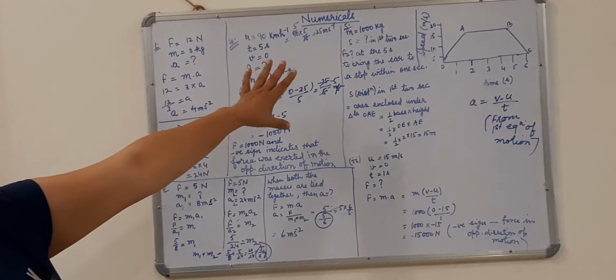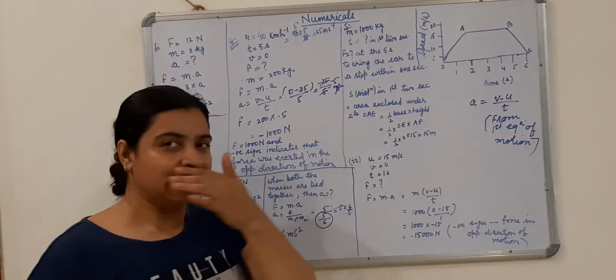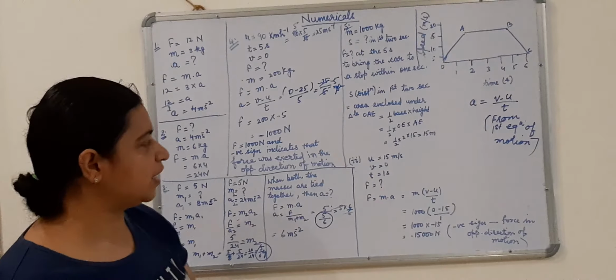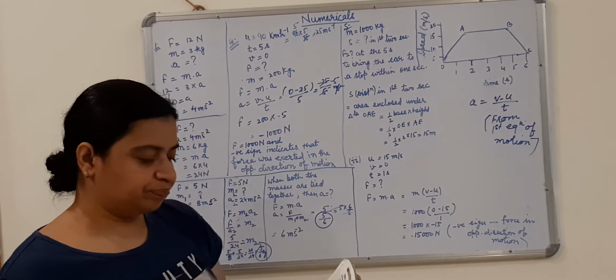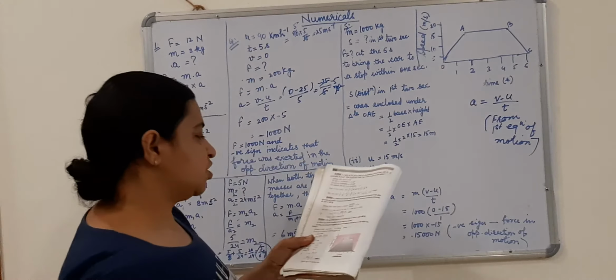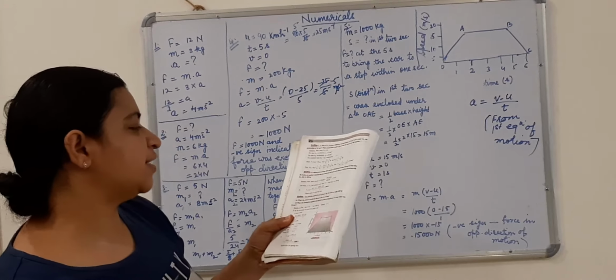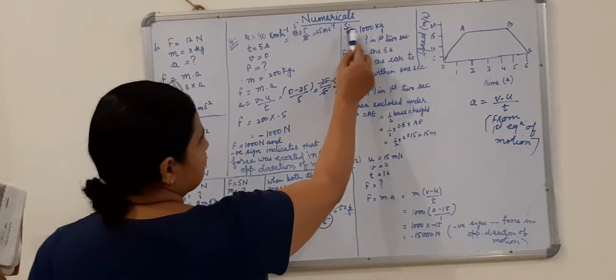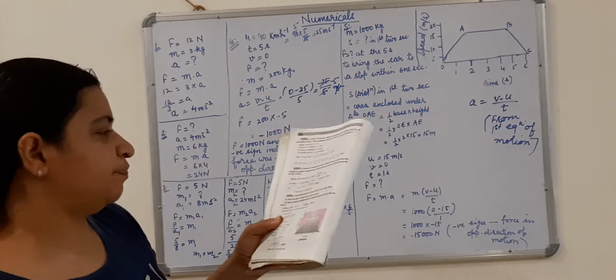Now let us do one question of the graph. I have taken a question from a graph also, like how do we calculate the same thing from the graph only. So let us do it. The speed time graph, this is speed, this is time. So the speed time graph of a car is given here. The car weighs 1000 kg. So mass I have written here, 1000 kg.